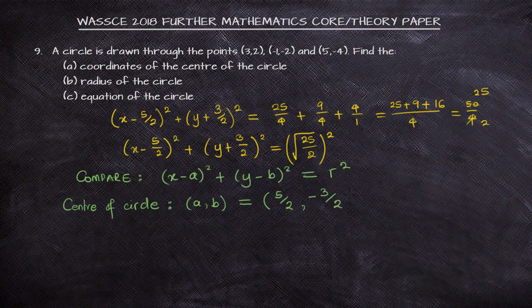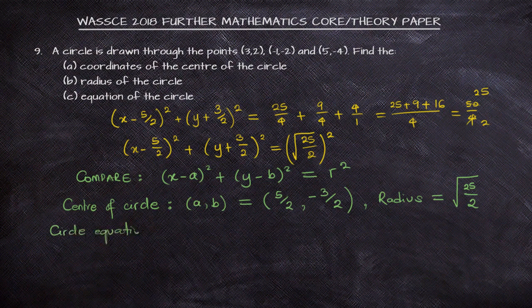Now, the thing to note is that we may make the mistake to just say 3 over 2. No, it is minus 3 over 2. And from there, the radius is the square root of 25 over 2. And just like that, we have gotten the center of our circle, the coordinates, and the radius of the circle.